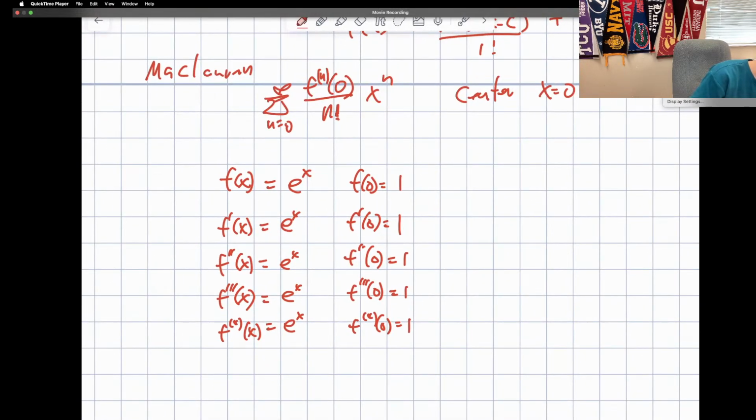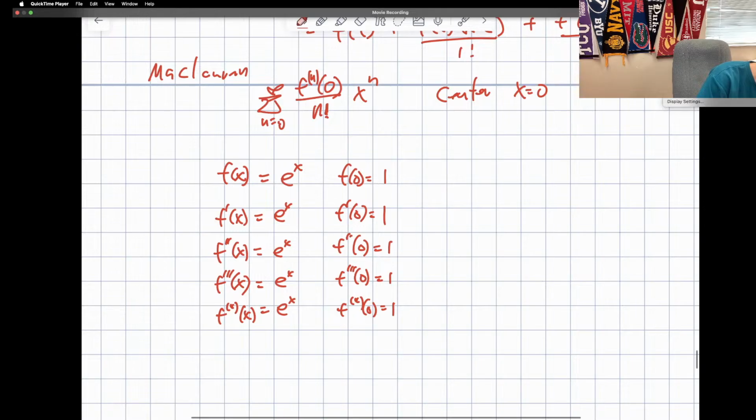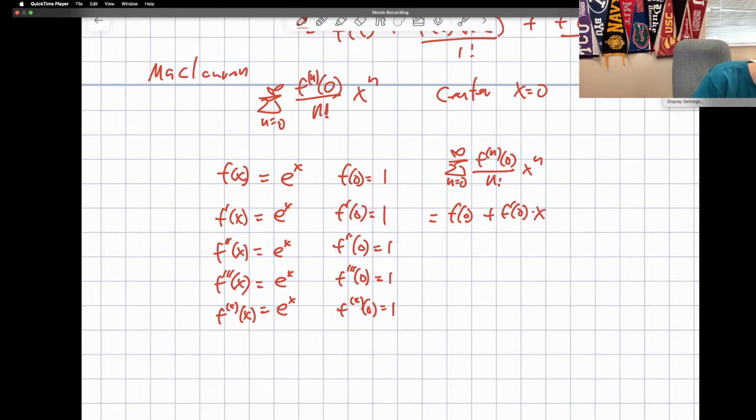So now write down this series. The Maclaurin series is the summation of n equal to 0 to infinity of f of n of 0 over n factorial times x to the n, which is equal to f of 0 plus f prime of 0 times x plus f double prime of 0 times x squared over 2 factorial plus f triple prime of 0 times x to the third over 3 factorial.